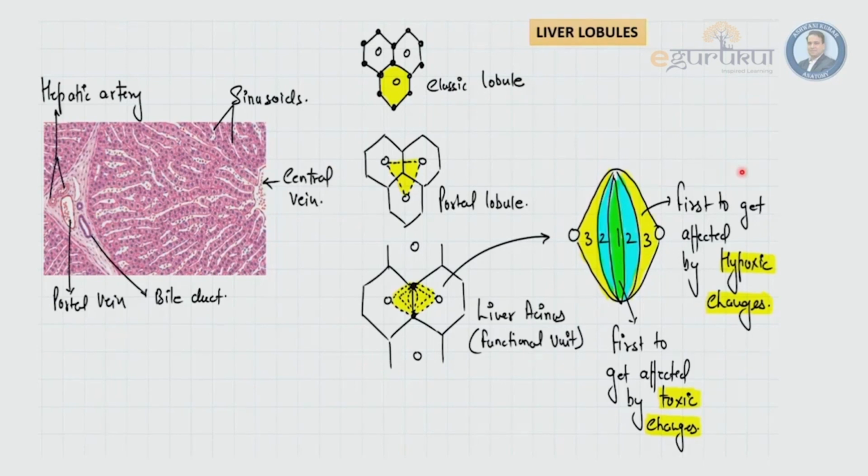So guys, this is about the histology of the GIT part, in which we saw the slide all the way from the esophagus till the appendix, and also the slide of the liver as well.